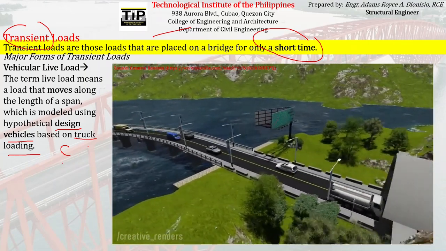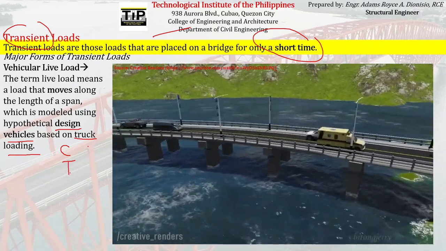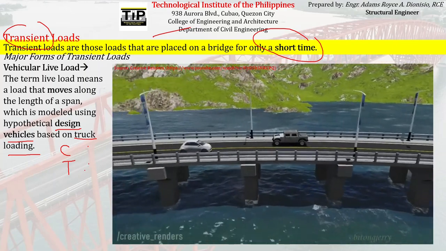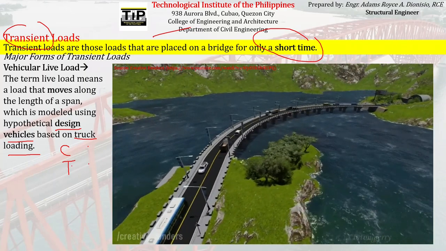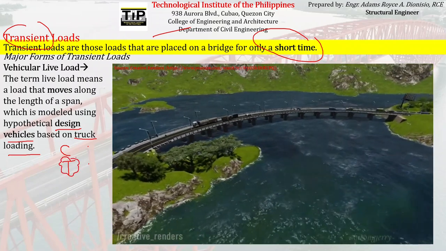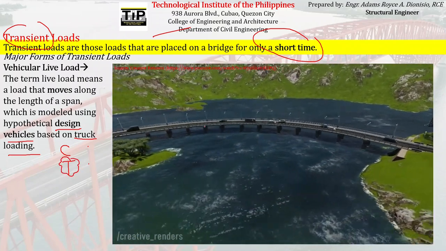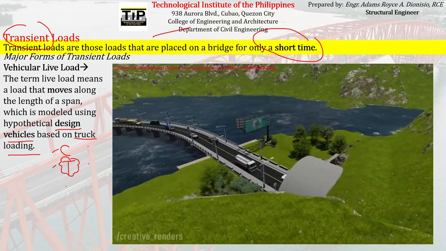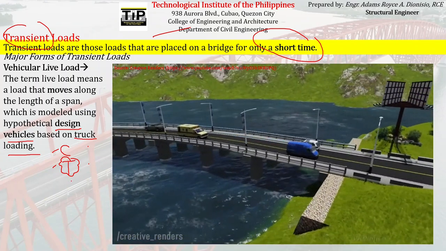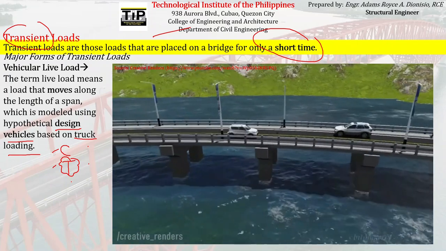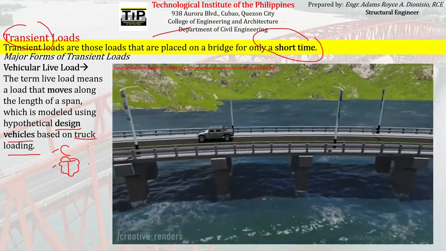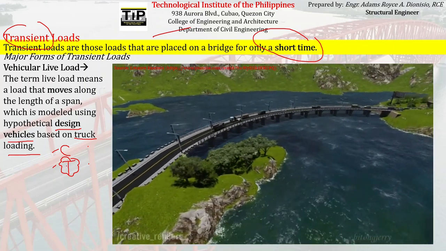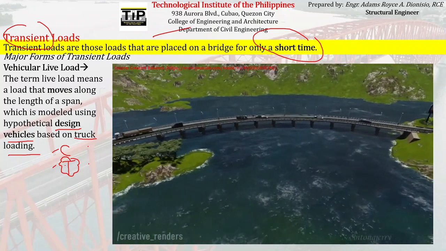Meron din tayong design vehicle representing trucks. Okay? So yung design vehicle na truck na to, meron siyang syempre particular dimension and then particular weight. And itong truck na to, this can already represent all of the trucks na dumadaan dito sa bridge natin. So, meron tayong design vehicle for cars, sa trucks. Actually, meron din sa mga bicycles at sa mga pedestrian. Okay. Although, hindi na vehicles yon pag sa pedestrian. Di ba? Pero ito yung major na design vehicles na ginagamit natin, yung mga for cars at trucks. Okay? So, usually yan yung ginagamit natin for the design of highway in general.